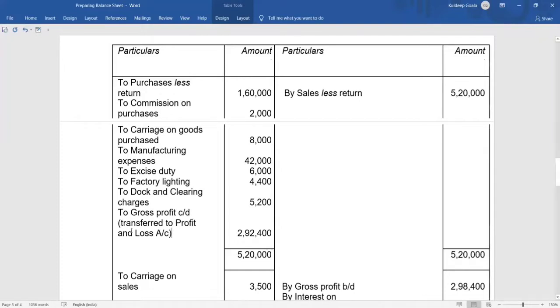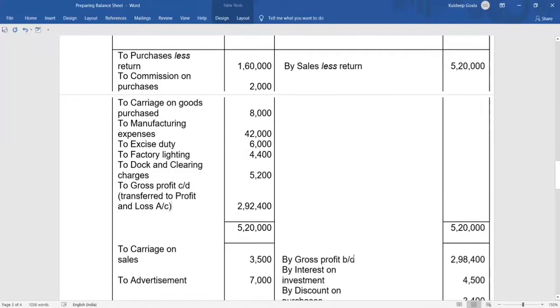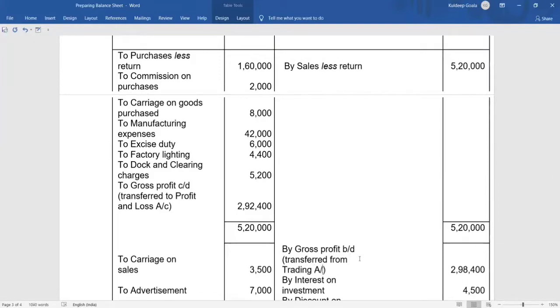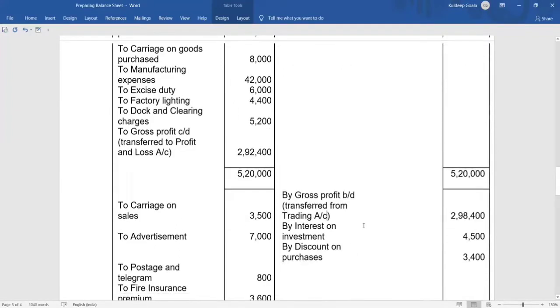Now this will be brought down by gross profit brought down, and what will you write here? Transferred from trading account. Clear? It will be placed here like this.